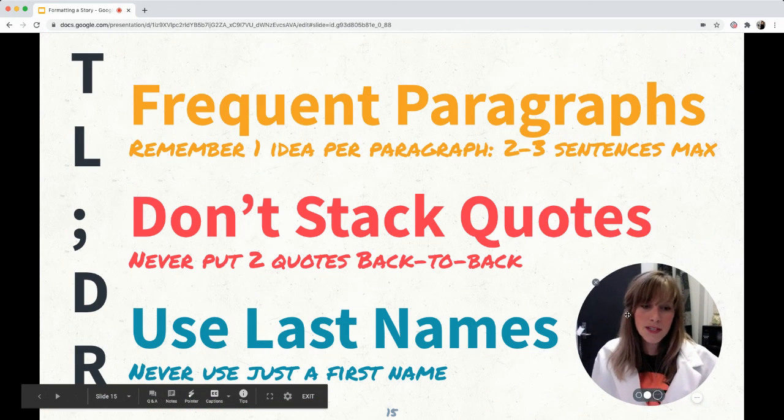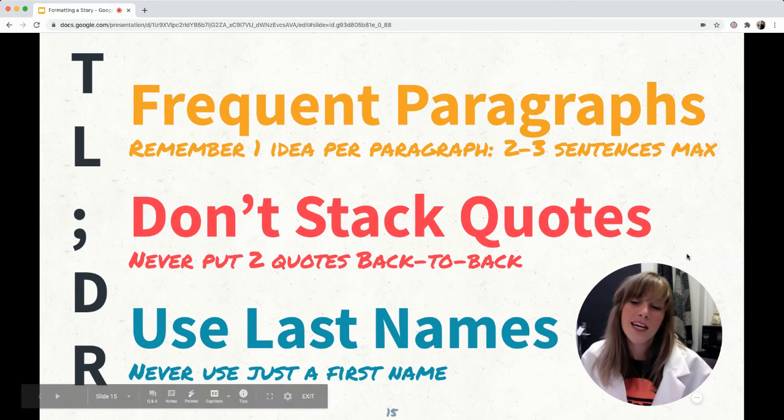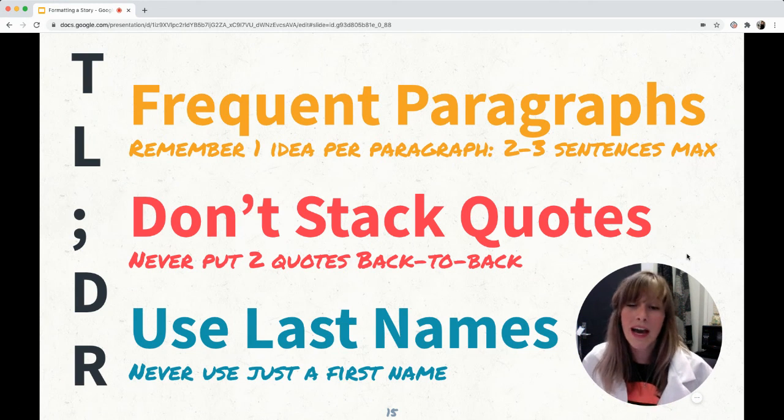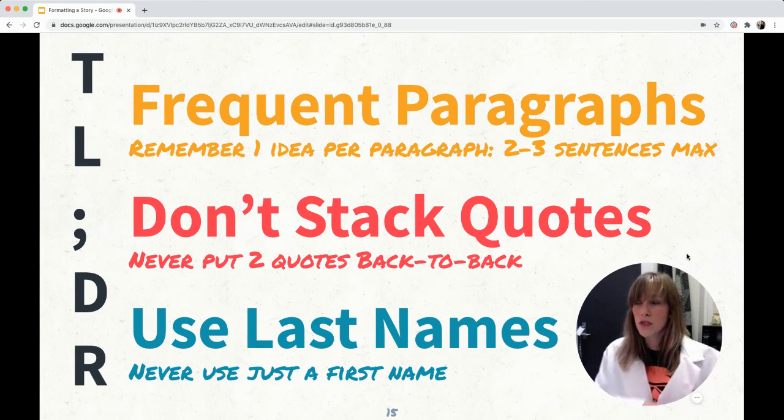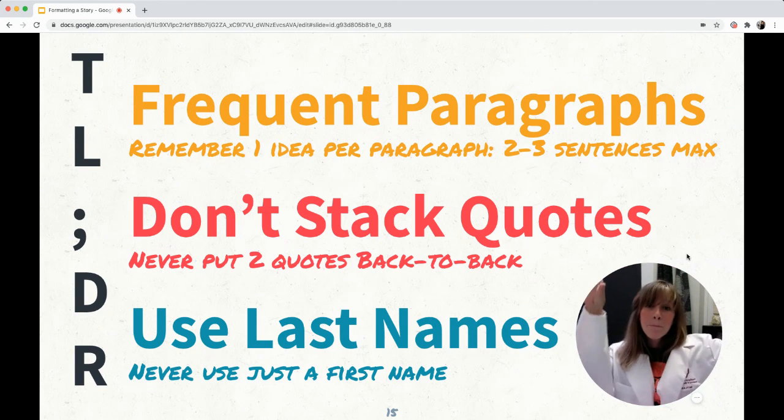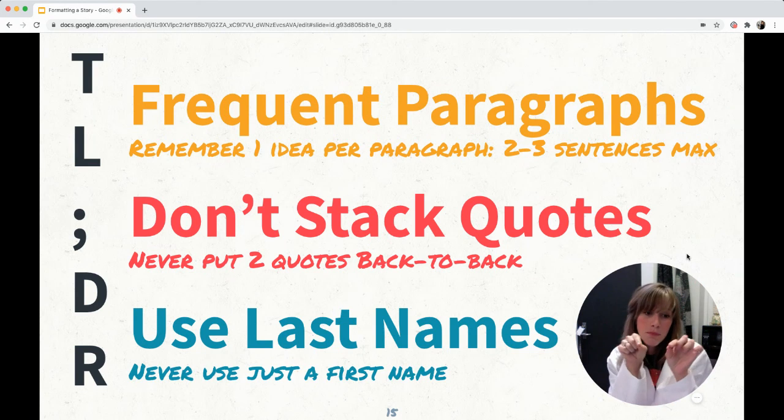Okay. My too long, didn't read. This isn't even fair. These are just things that I wanted you to remember, but I want you to remember this entire thing and rewatch it as needed. Frequent paragraphs. One idea per paragraph. Two to three sentences max. Don't stack your quotes, meaning quote, quote. Remember, we need lead, bridge. We're going to do big lead, bridge, quote, lead, bridge, quote, and so on.